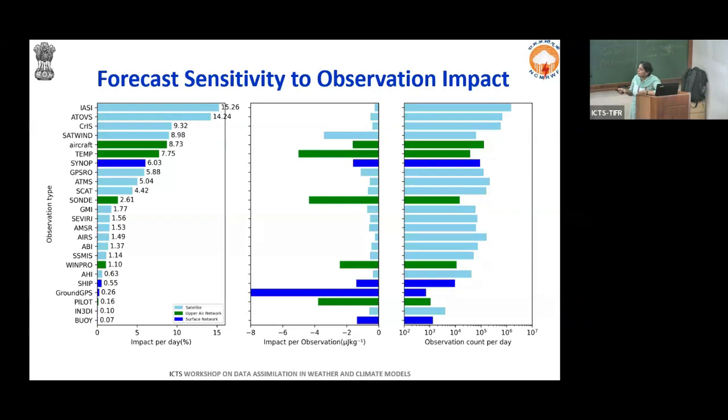Actually, this is the impact per observation. If you see the impact per observation, we have more impact from ground GPS, but we don't have many observations. The observations are very sparse. So if you have more ground GPS observations, the impact will be more, and then the impact per day will also increase. So again it depends on count. Here the impact per observation is very small, but the total impact is more because of more observations. It is additive, adding the information.